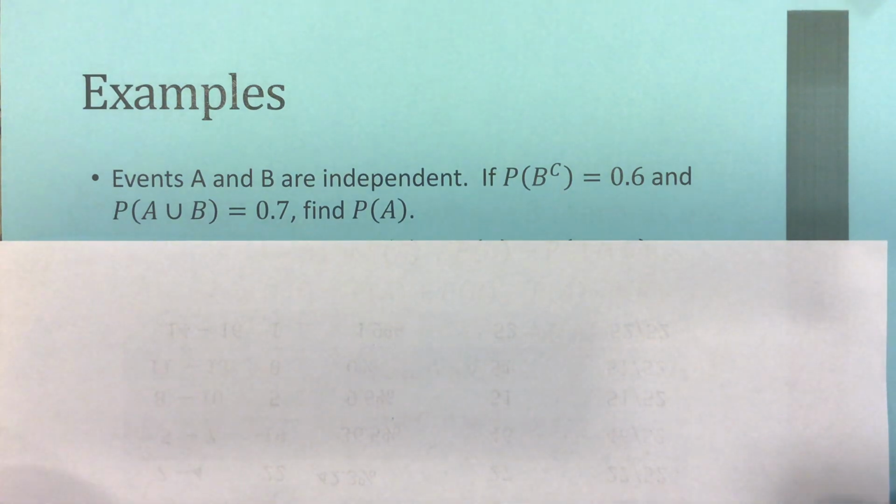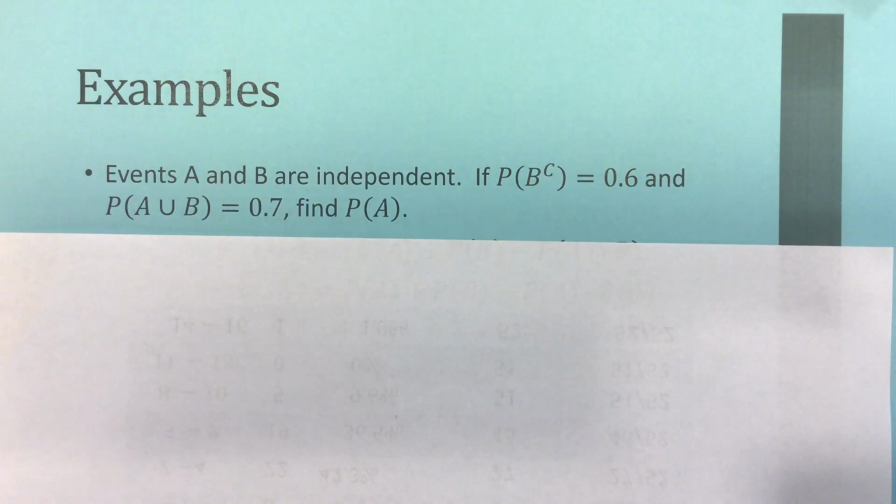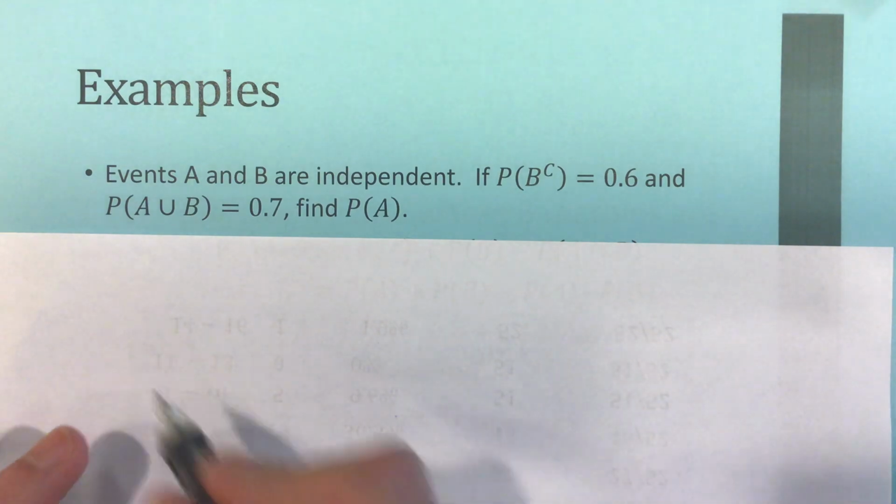All right, here we go. Events A and B are independent. They tell me the probability of B complement. They tell me the probability of A union B. They want me to find the probability of A. Pause the video, give it a try. Warning, a lot of students miss it, so give it a shot. Think logically, see if you can do it.